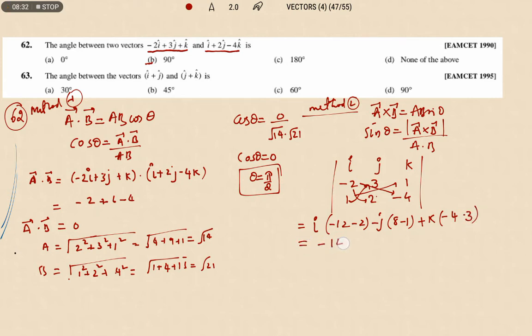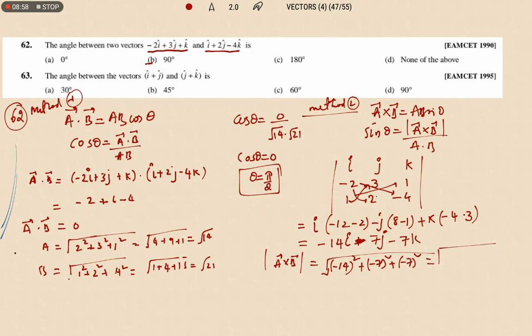So minus 14i, minus 7j, minus 7k. But we need to find the magnitude of this. So the magnitude of a bar cross b bar we are going to get as 14 square, minus 7 square, minus 7 square. So 14 square is 196 plus 49 plus 49.